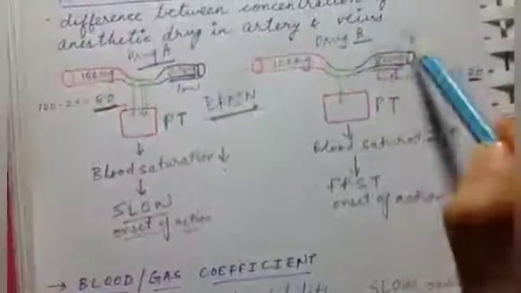Okay, and in this case, the peripheral tissues are not taking up a lot of anesthetic from the blood. That's why more drug is reaching the brain. And since more drug is reaching the brain, the onset of action is quick in this case. So that's the main thing you should understand: why in drug A it's slow onset of action and why here it is fast onset of action.